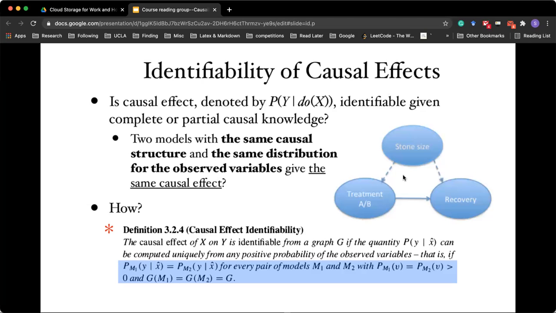So actually, identifiable basically means that your causal effect is stable. So you can always predict the stable thing. Otherwise, if it is random, then how can you do the prediction, or how can you do the identification? This makes their theory very, very strong.